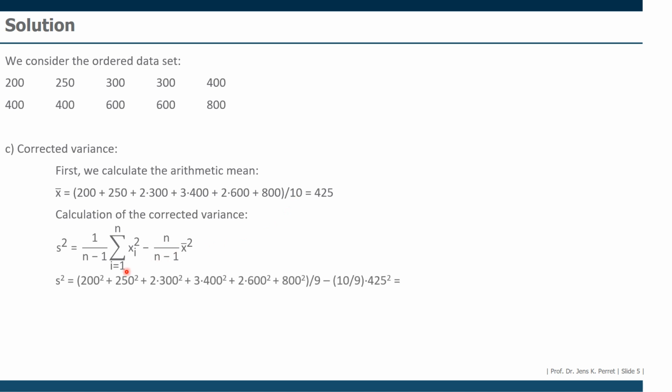If I'm inserting all of this, we can see here that's the first part in those brackets. That's all the values squared and added up, divided by the number of observations minus 1, divided by 9, minus 10 by 9. That's those two parts, and the arithmetic mean squared. That's this part. I'm going to put all of this in my calculator, yielding me a corrected variance of 35,138.89.